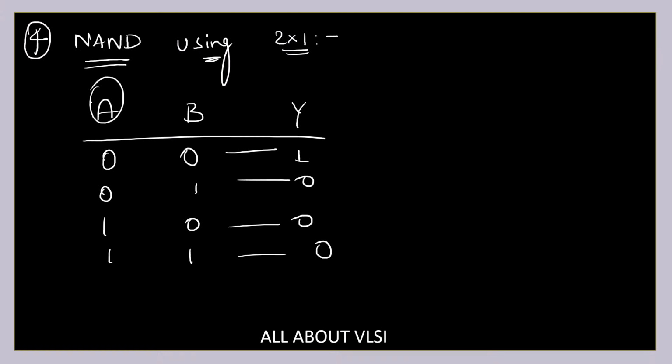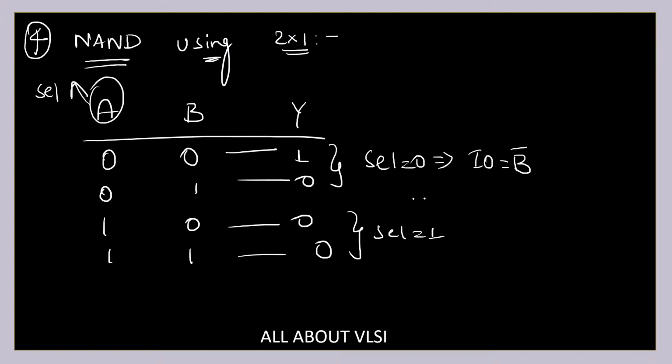Now I can have this A as my select line, and here my select line is equal to 0, and here my select line is equal to 1. Now, if my select line is equal to 0, I can see what my output is. So the output is nothing but the complement of B. So I can write I0 is equal to B complement. And here I can see whatever my B value, my output is equal to 0. So I1 is equal to 0. This is what I'm going to do.